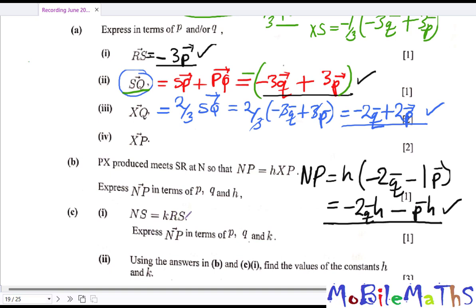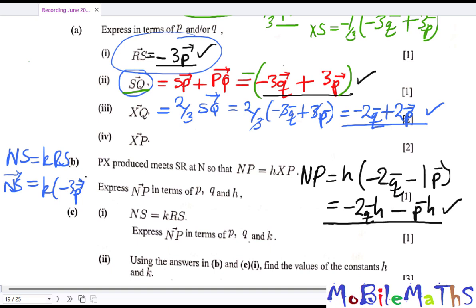NS is equal to KRS, and they say express NP, not NS, but NP. So that is very important. So first of all, I have to find what is my NS. We are saying NS is equal to KRS. We calculated RS, which is this one, so we can use that answer. So NS is going to be equal to K by minus 3P. So we are going to use this information. It means my NS is basically equal to negative 3PK, like that.